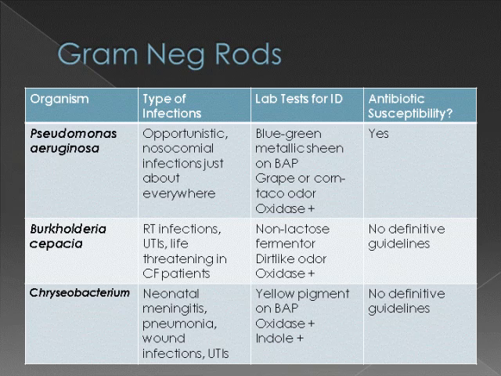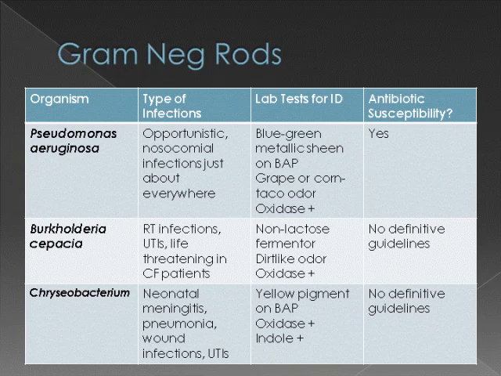Next, we have Pseudomonas aeruginosa. This is an opportunistic pathogen. Nosocomial infections are caused just about everywhere in the body by this organism. It has a very characteristic blue-green metallic sheen on blood agar, has a grape or corn taco odor, and it is oxidase positive. Susceptibility is necessary on this organism.